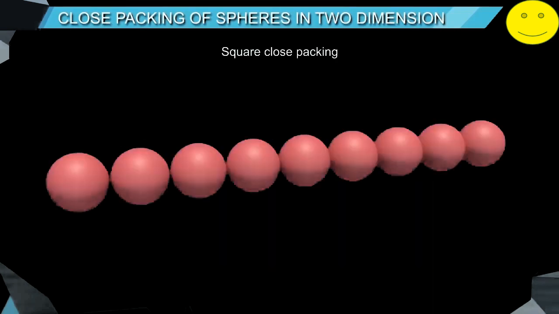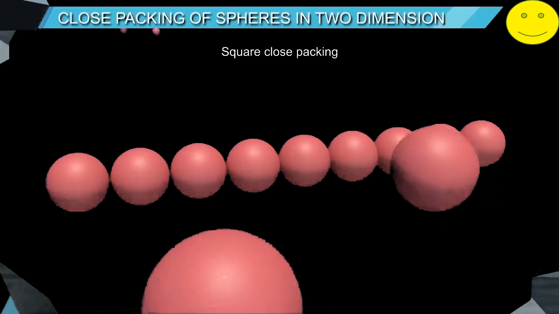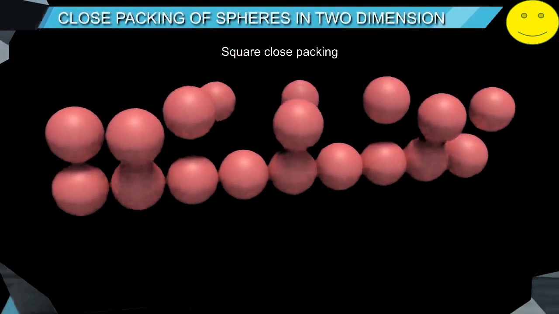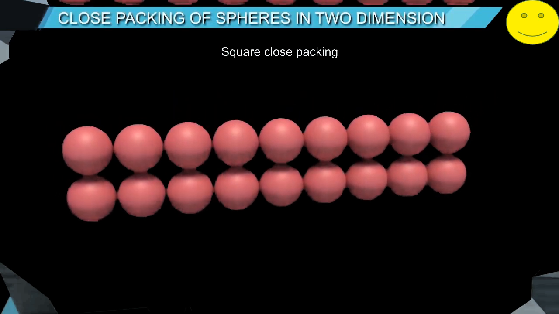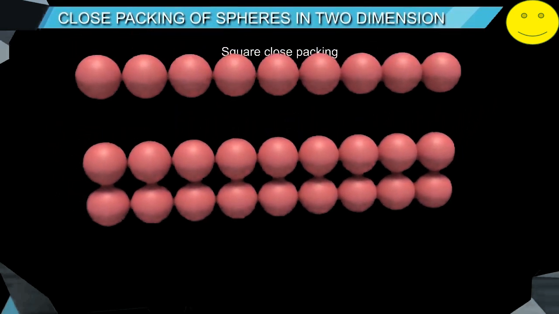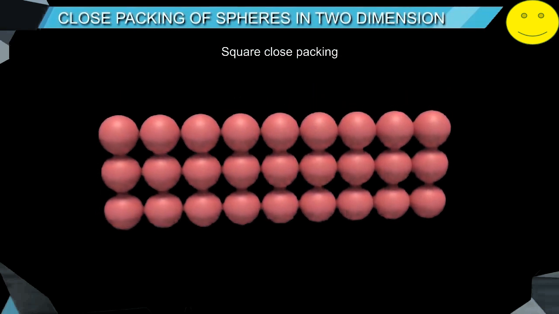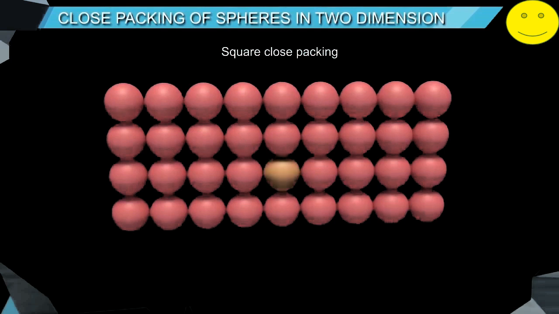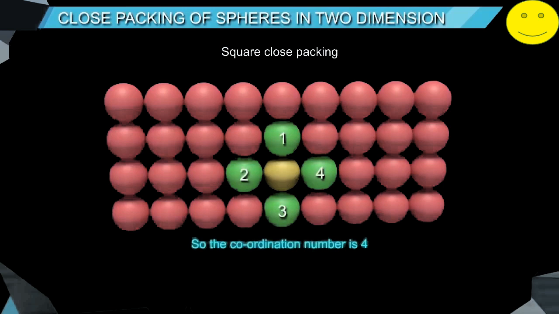Square close packing. In this type of packing, the second row of spheres is placed in contact with the first row in such a way that the spheres of the second row are placed exactly above the spheres of the first row. In such an arrangement, the spheres are aligned horizontally and vertically such that each sphere is in contact with 4 other spheres. So the coordination number is 4.